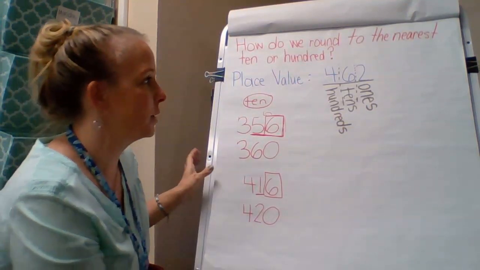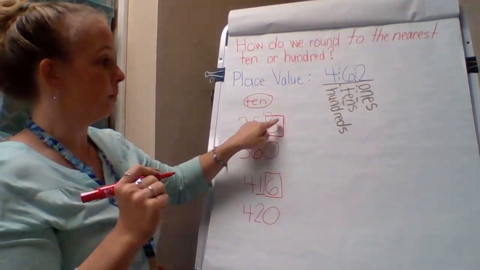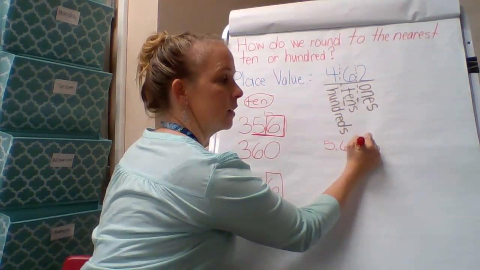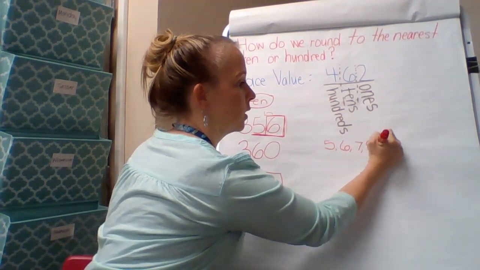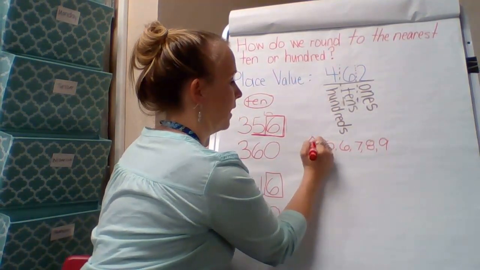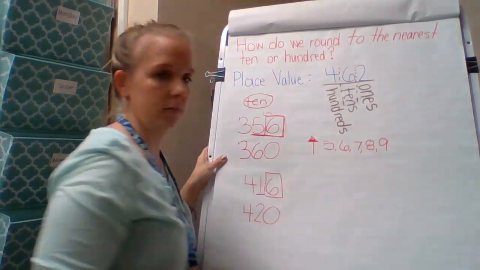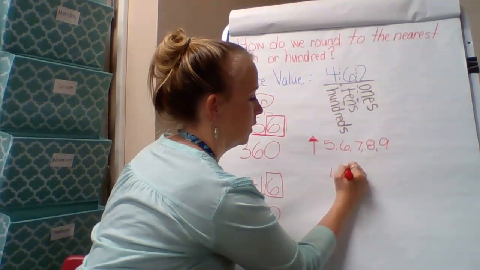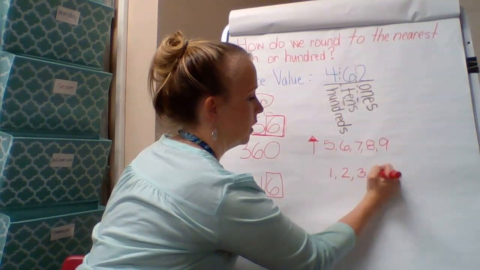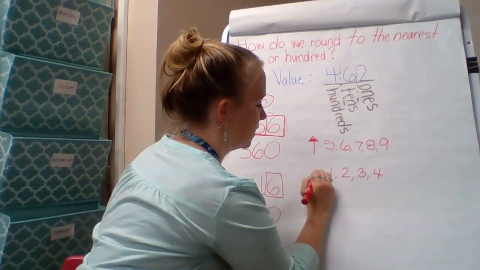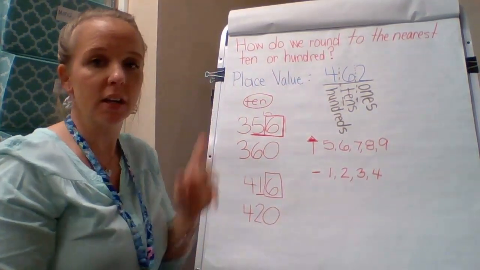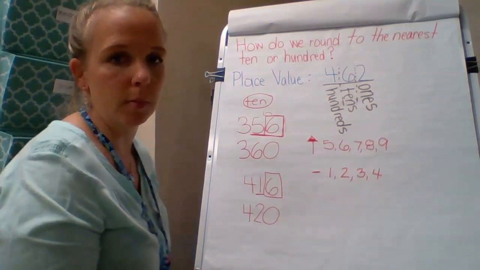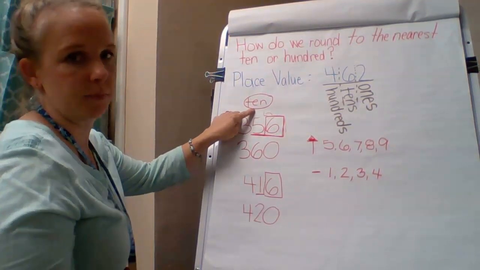Why am I bumping up? Boys and girls, if your neighbor boxed in is 5, 6, 7, 8, or 9, you are going to bump that number up. If your neighbor is a 1, 2, 3, or 4, you're just going to stay the same. You're not going to go up. You're not going to go down. You're just going to stay the same. Okay? So let's do a couple more rounded to the nearest 10.